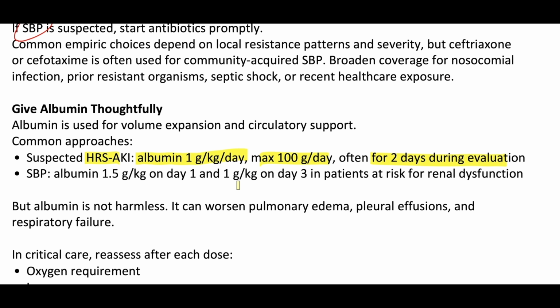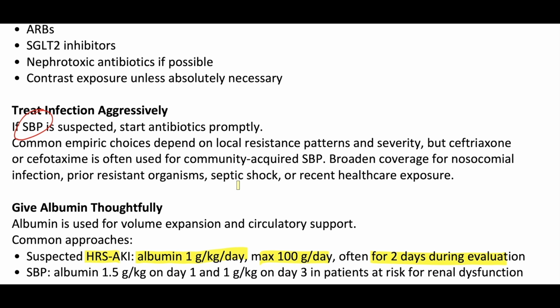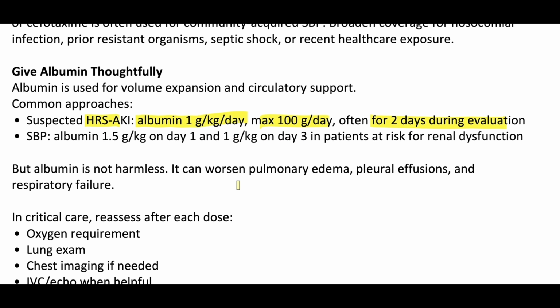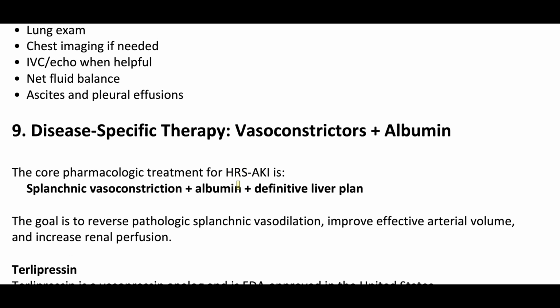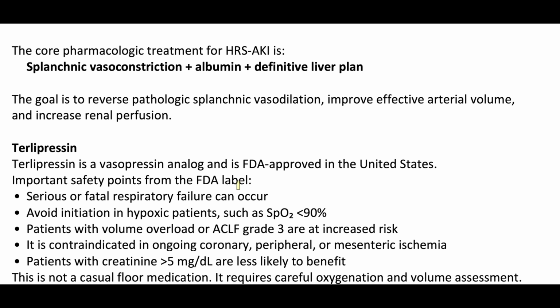And then we broke this up in kind of an odd way in retrospect, although it'll still work. I guess that's initial management. Treat the underlying trigger, stop nephrotoxic agents, and start your albumin. And now we will get into the disease-specific therapies, for which albumin is considered one of them, but we'll kind of break it anew here.